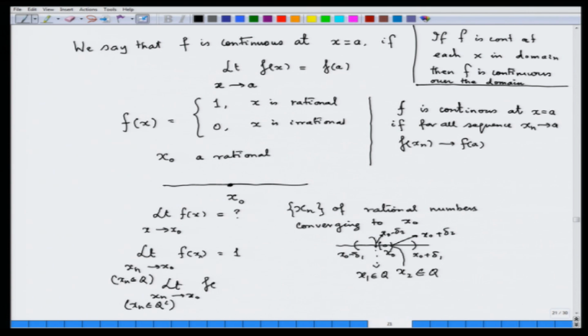So, the limit of f(xn) would be equal to 0, but the equivalent definition of continuity says that whenever f is continuous at x equal to a, for all sequences xn that go to a, f(xn) has to go to f(a). Here, since x naught is a rational point, f of x naught must be equal to 1, that is the definition of the function value at a rational point. If I take a sequence of rational numbers going to x naught, the limit value is 1. If I take a sequence of irrational numbers going to x naught, the limit value is 0. So, we have two different limit values, they are not converging to the same value. So, this function is not continuous.